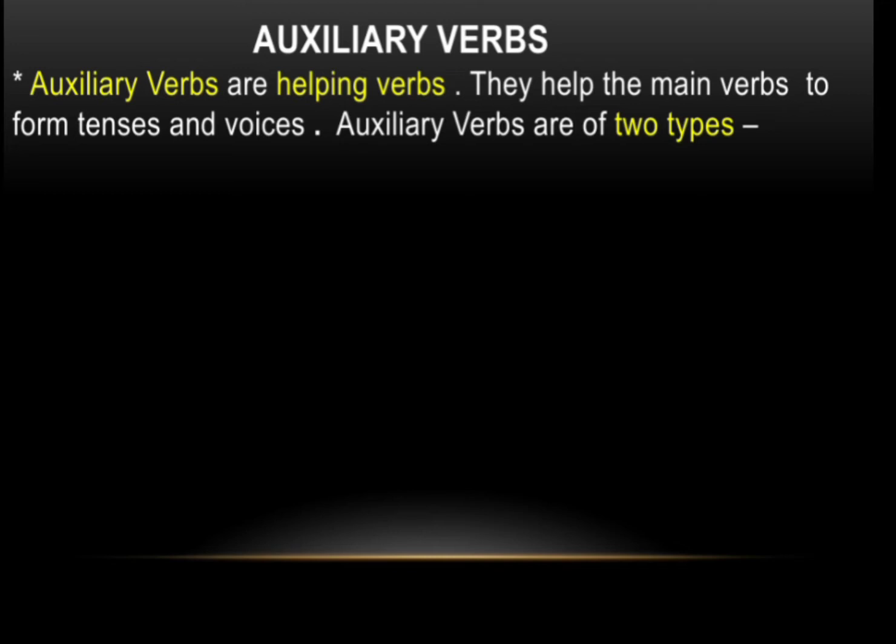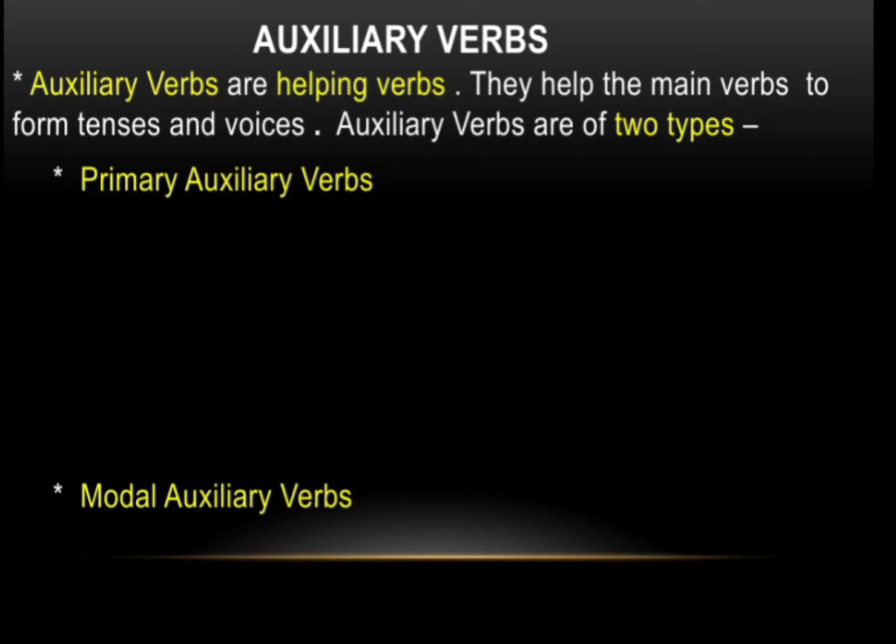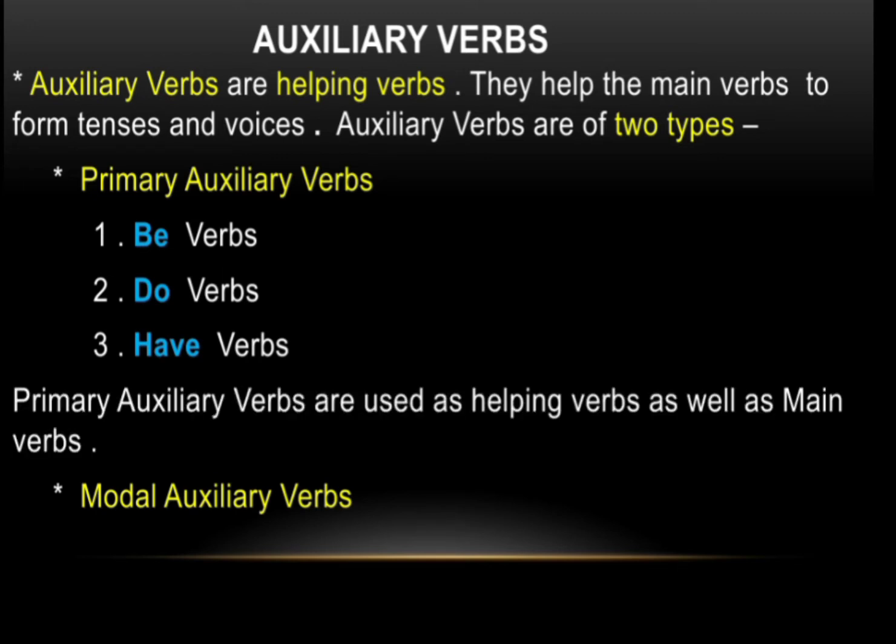Now, auxiliary verbs are of two types: primary auxiliary verbs and modal auxiliary verbs. Primary auxiliary verbs are of three types: be verbs, do verbs, and have verbs. Primary auxiliary verbs are used as helping verbs as well as main verbs. The next one is the modal auxiliary verb and they are 9 in number. We have the quasi modal or the semi-modal verbs which are part of the modal auxiliary verbs.